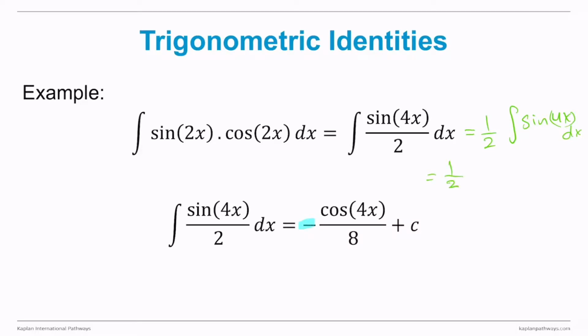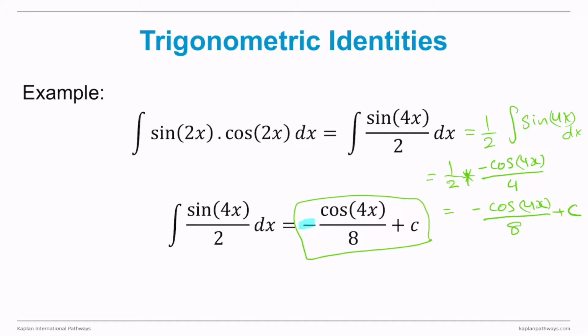Okay, and this will be 1/2. The integration of the sine is minus cosine 4x divided by the derivative of 4x, which is 4. And this is multiplication here, yeah? This 1/2 times minus cosine. So the answer will be minus cosine 4x divided by 2 times 4 is 8, yeah? And plus c, which is here. Okay? Happy? I hope so.